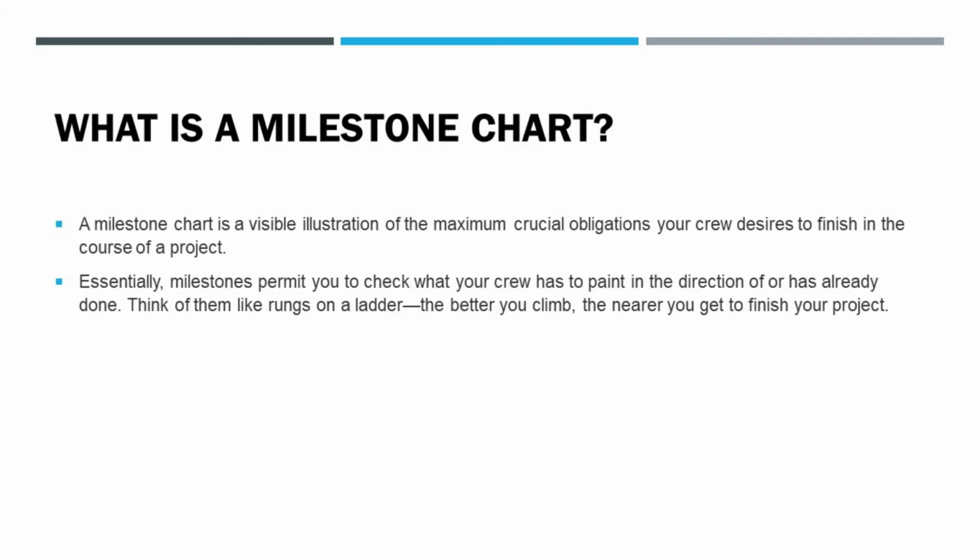What is a milestone chart? A milestone chart is a visual representation of the most crucial tasks your team needs to finish over the course of a project. Essentially, milestones allow you to see what your team has to work towards or has already done. Think of them like rungs on a ladder. The higher you climb, the closer you get to finishing your project.